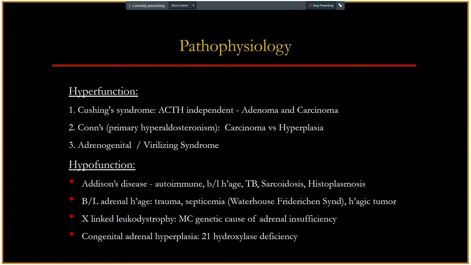Hypofunction of the adrenals includes Addison's disease, and that could be autoimmune, secondary to bilateral adrenal hemorrhage, or infections such as tuberculosis, sarcoidosis, or histoplasmosis. What you want to know about bilateral adrenal hemorrhage is that the most common cause is trauma, and it can also happen secondary to septicemia, when it's called Waterhouse-Friderichsen syndrome, and it can also happen because of a hemorrhagic tumor that arises from the adrenal. The X-linked leukodystrophy is the most common genetic cause of adrenal insufficiency, and congenital adrenal hyperplasia is due to 21-hydroxylase deficiency. So these are two important pieces of information from the exam point of view.